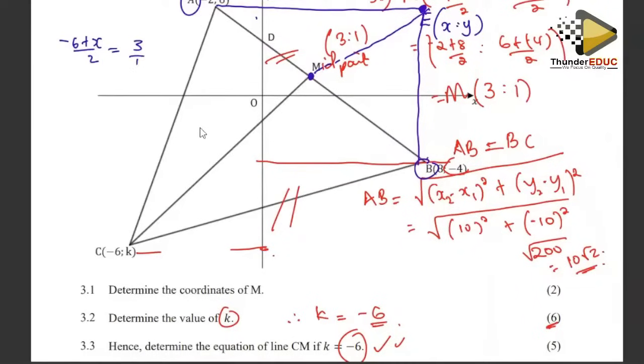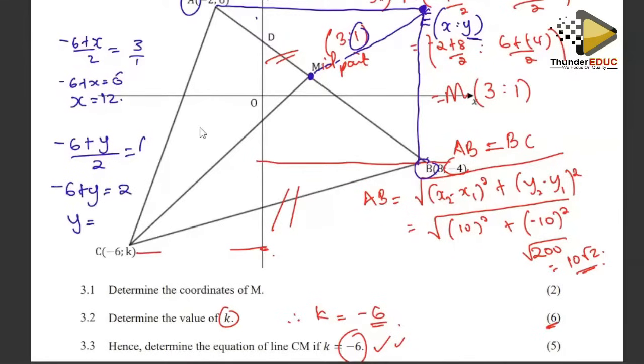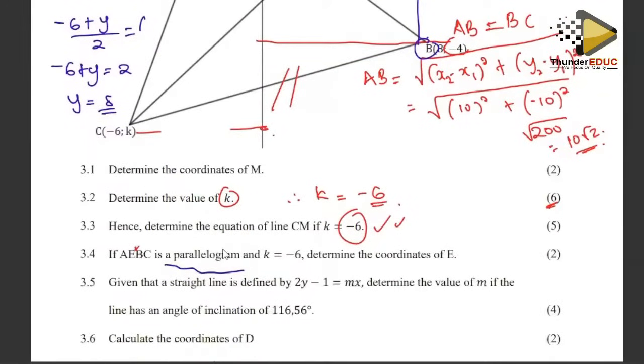Okay, cross multiply, meaning that -6 plus x is equal to 6. Move the 6 that side, x becomes 12. We do the same with the y. If we get k, which is -6, plus the y value of E, divided by 2, we must get the y value here, which is 1. Cross multiply, -6 plus y is 2. Then y becomes 8. Okay, so that's what they wanted. I don't know why they are giving us just 2 marks.